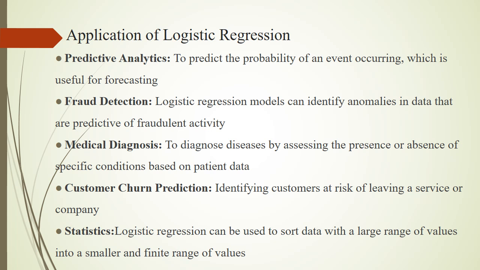Then customer churn prediction, which means identifying customers at risk of leaving a service or a company. Then statistics. Logistic regression can be used to sort data with a large range of values into a smaller and finite range of values. So this is how we use it in statistics. These are some of the basic applications of logistic regression.